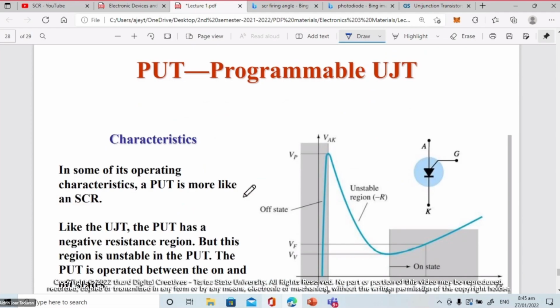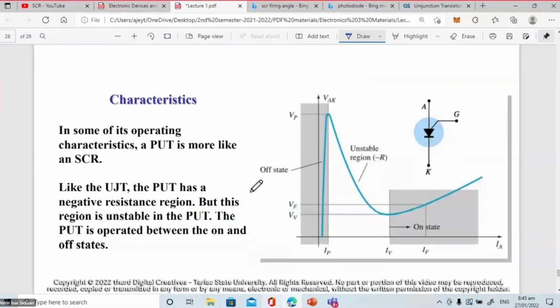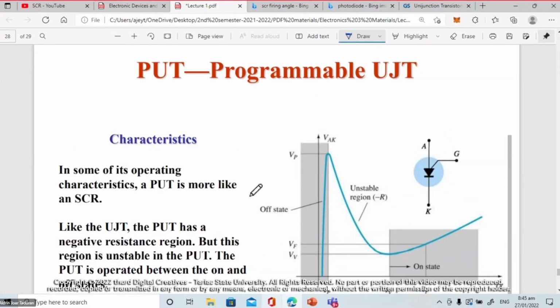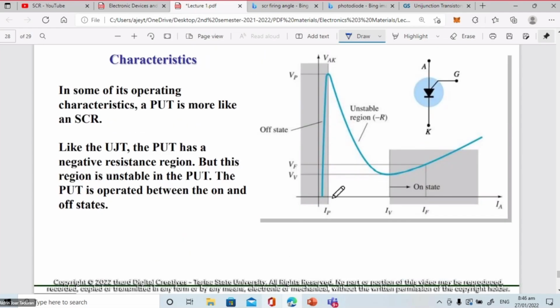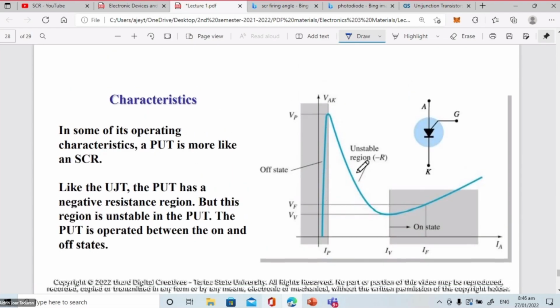Next, PUT, which we call a programmable UJT. In some of operating characteristic, PUT acts more like an SCR. Like UJT, PUT has a negative resistance region, but this region is unstable in the PUT. Ayan, mapapansin natin. So, pinakita lang dito yung forward biasing. Mapapansin nyo, kailangan mo ng malaking power para ma-turn on siya. In this state, your PUT is still turned off, kasi unstable region, negative, and then, babalik ulit siya dito para magkaroon ng on state.